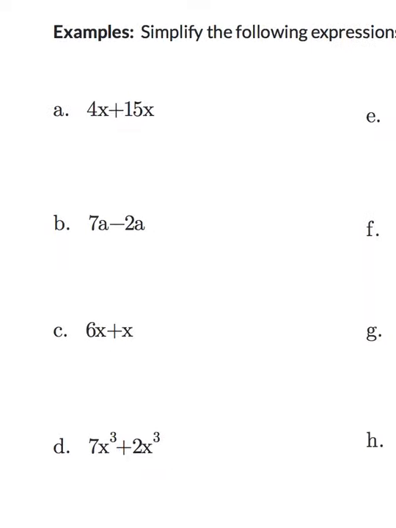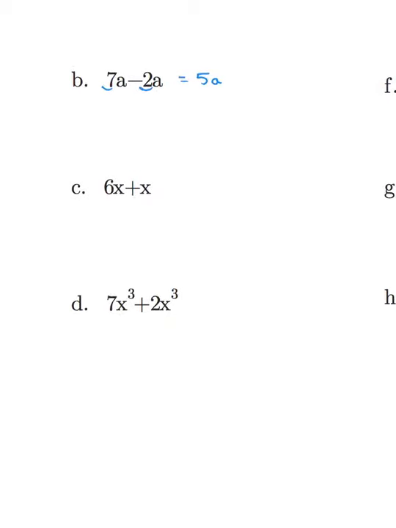If we look at example A, we have 4x plus 15x. We want to start by adding the numbers 4 and 15, and we get 19. We keep the x, and you're done. For example B, if we combine our numbers, what is 7 minus 2? We get 5, and we keep the a. So 7a minus 2a is equal to 5a.